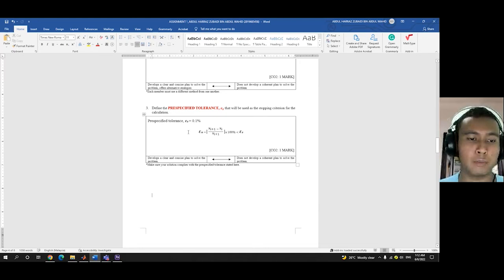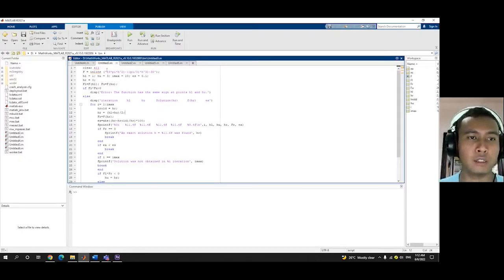Next, I will explain about the coding in MATLAB. The second line is where I put the equation, and the fourth line is where the HL, HU, IMAX pre-specified values and HR are set. So I use HL as 1, HU as 3, IMAX as 10, where the max iteration is 10, and initial HR is 0.